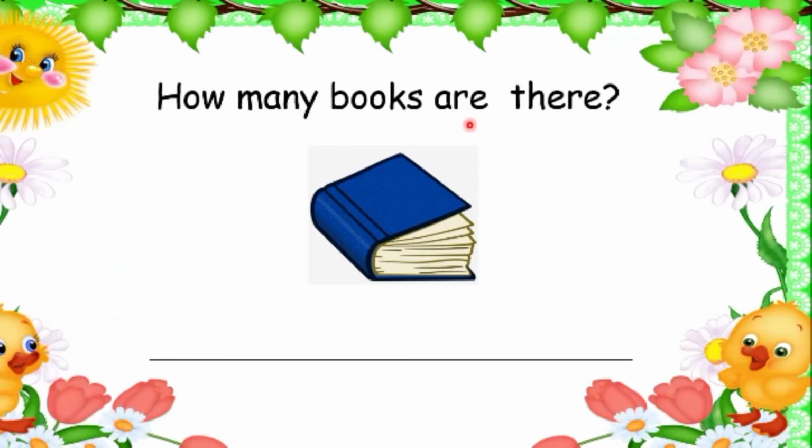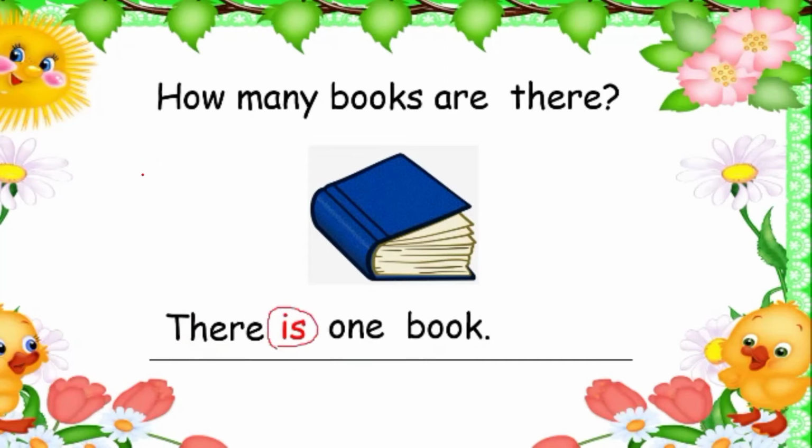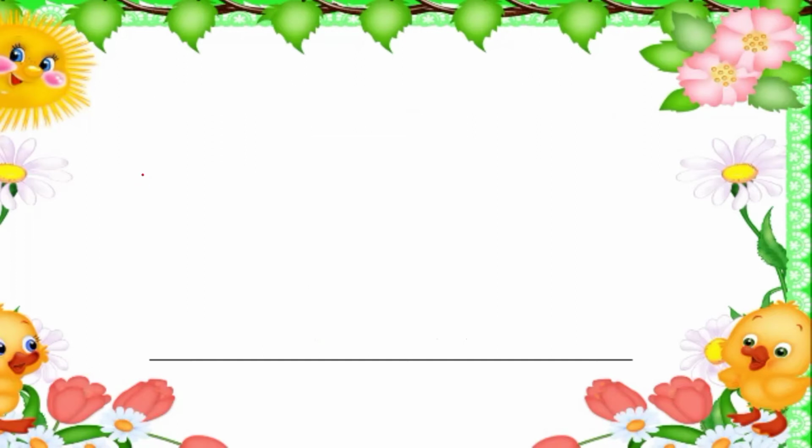How many books are there? So look at the picture. How are we going to answer that one? There is one book. Again, the answer is there is one book. By the way, why are we using there is? We are using there is because there's only one book. So, we are going to use is if it's only one object or person. Did you understand? Let's have another example.